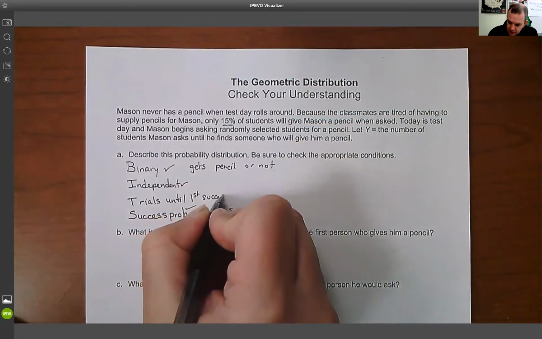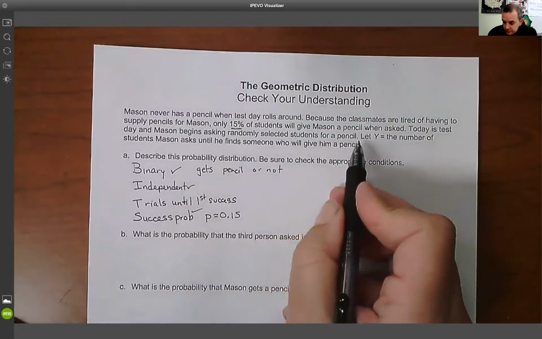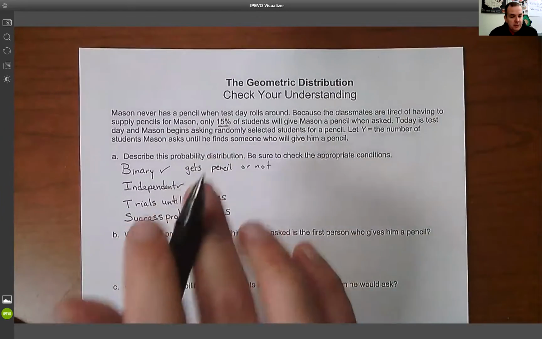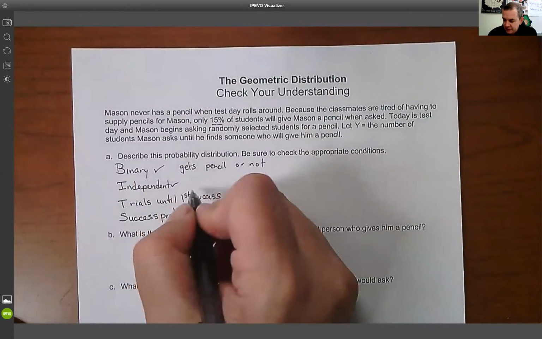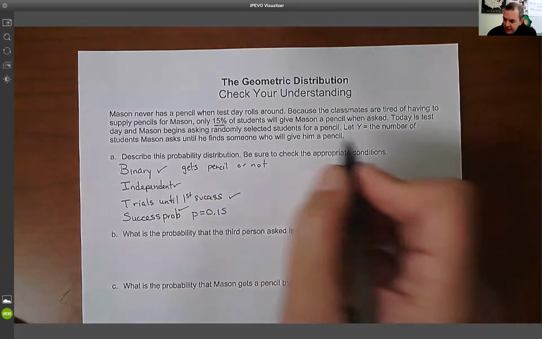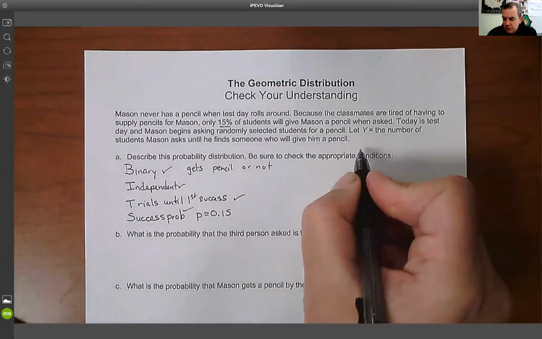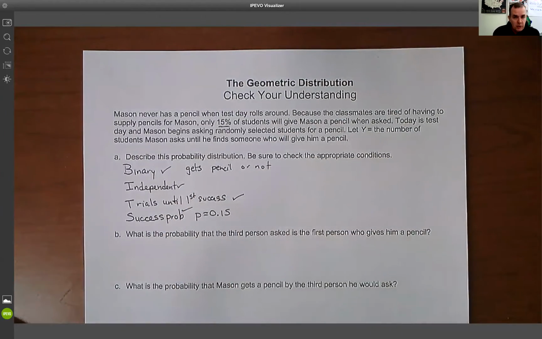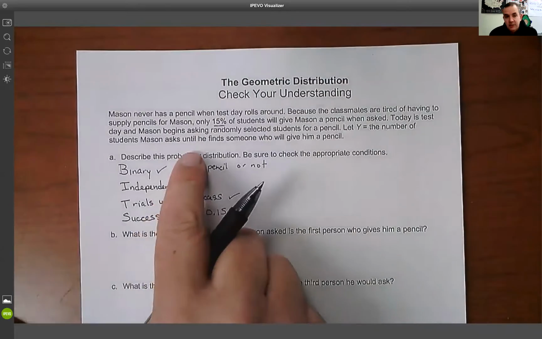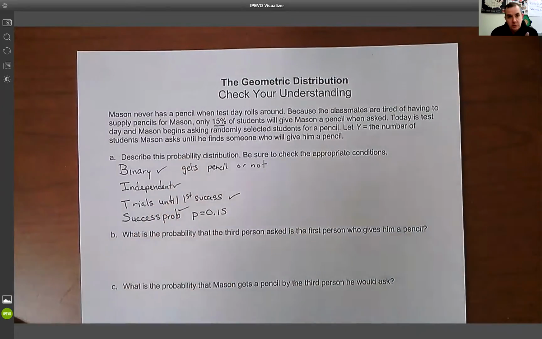So in this case, if we looked at this, he's going to stop after someone gives him a pencil. He's not going to keep asking. So in this case, we actually do meet this because, again, until he finds someone who will give him a pencil. A lot of times you're going to see the word first, but in this case, once someone gives him a pencil, the whole situation's over.